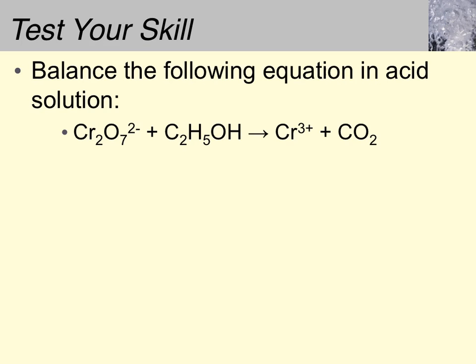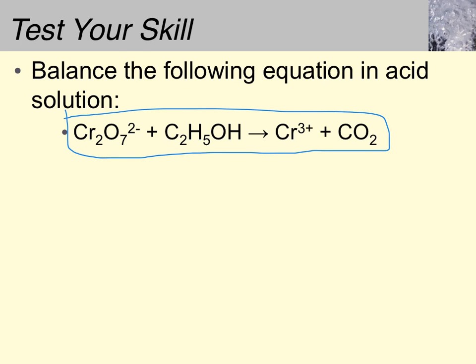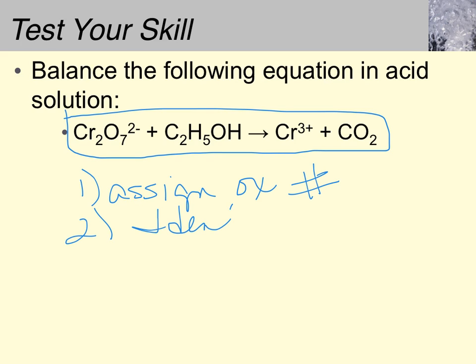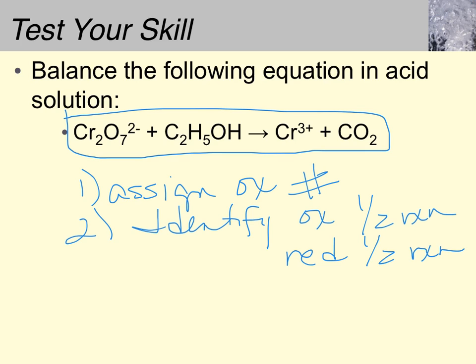So here's an example I want you to try on your own. Try to go through all of the steps, okay? So you want to assign oxidation numbers to every single atom. You want to identify the oxidation half reaction and the reduction half reaction. And then you want to balance atoms and charge.